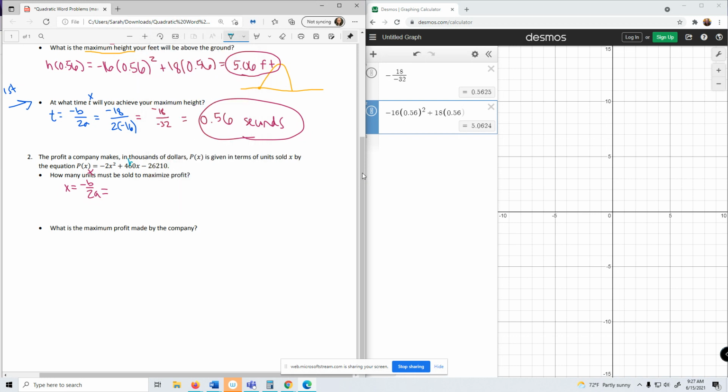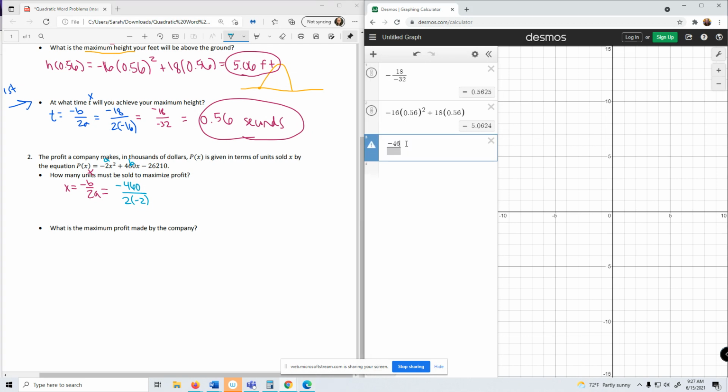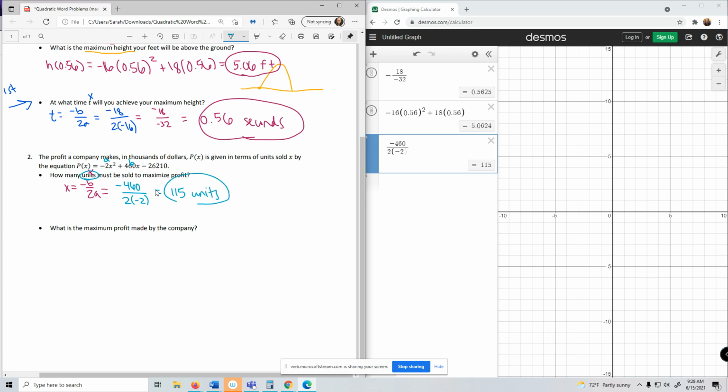So subbing in the b and a from the equation, b is the number in front of x, so negative b is going to be negative 460 over 2 times a, and in this problem a is negative 2. And we could actually type all of that into Desmos at once if we would like. Negative 460 over 2 times negative 2, and we get 115. 115 what? It's asking for 115 units of product. So 115 units is our answer here.